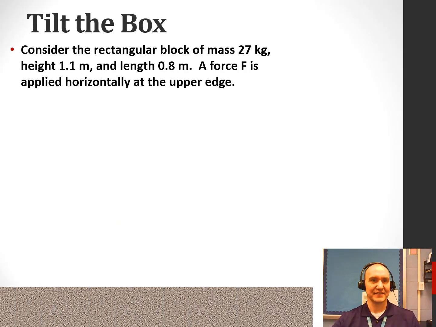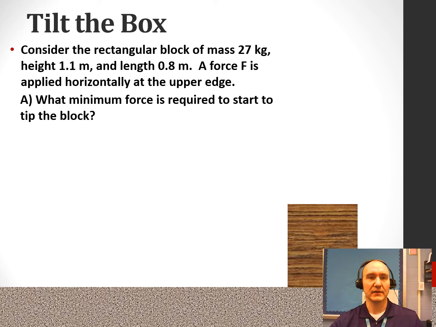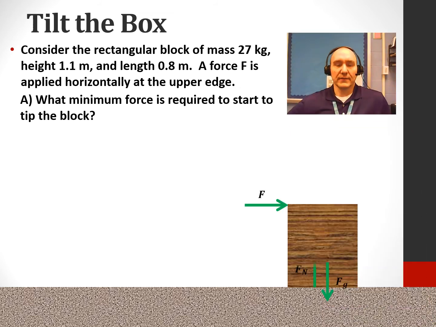So this next example, we're going to talk about tilting a box. We consider a box that's 27 kilograms, has a height of 1.1 meters and a length of 0.8 meters. A force is applied to the horizontal upper edge. So we apply a force on that upper edge.